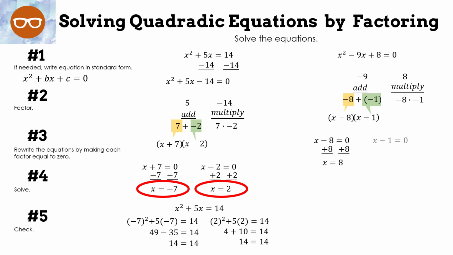Cool. For our second one, we have x minus 1 equals 0. I add 1 to both sides, and it turns out that x equals 1. Well, that's great. And that's probably our answer, but we really need to check to make sure.